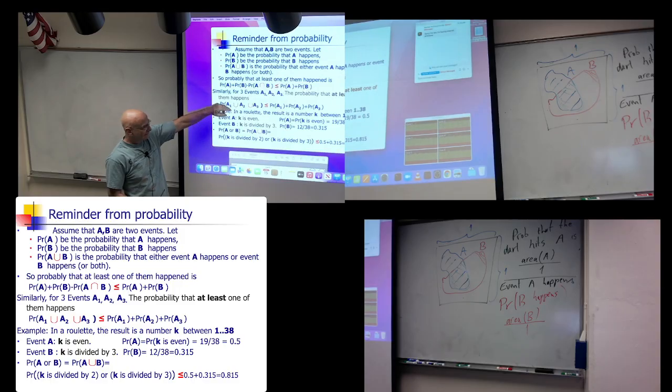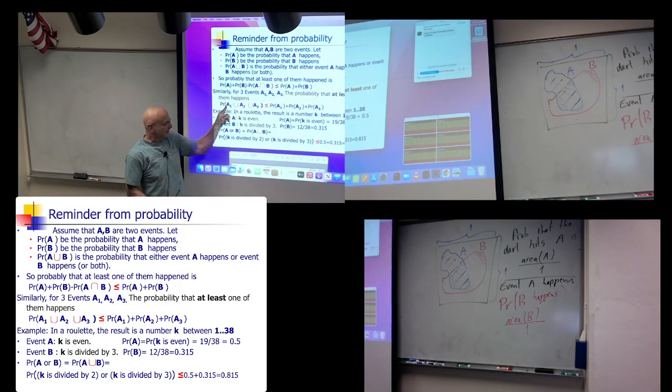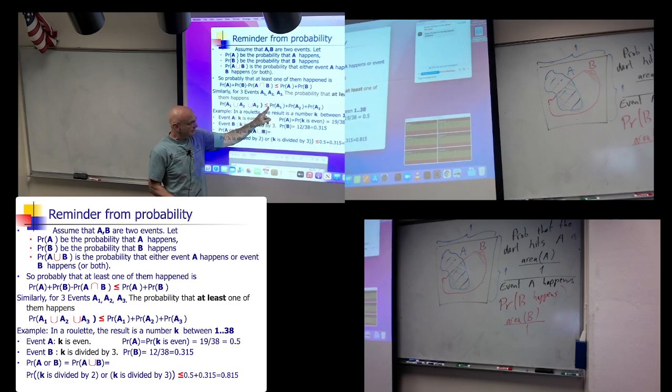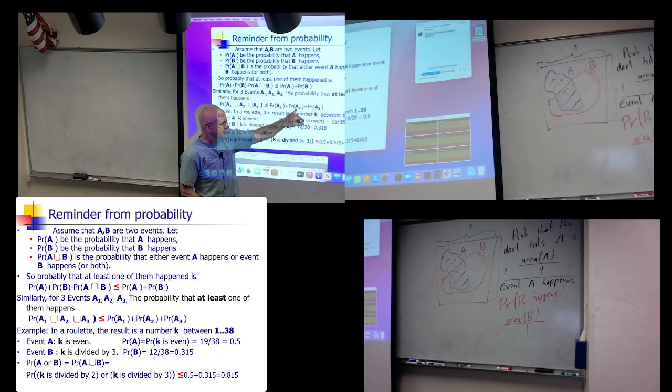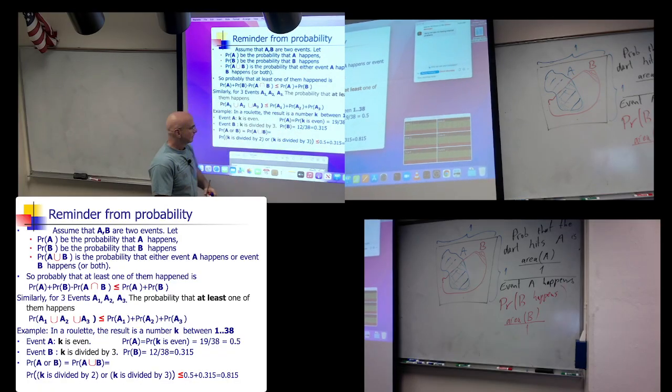Similarly, if I have A, B, and C, the probability that I hit either A or B or C is not larger than the probability that just A happens, plus the probability that just B happens, plus the probability of only C. The sum.